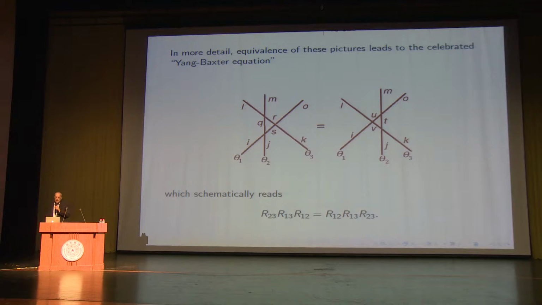So, in more detail, the equivalence of these pictures leads to the celebrated Yang-Baxter equation, which, if you write it out with all its indices and all the R matrices, is a horrible-looking mess. So we might abbreviate it like this. But what it says is that this scattering, with particles I, J, and K going to L, M, and O, the intermediate states being Q, R, and S, is equivalent to this one with a different set of intermediate states, U, V, and T. Of course, you sum over the intermediate states on both left and right, and you have to get the same result. So that's a nonlinear relation on the R matrix.